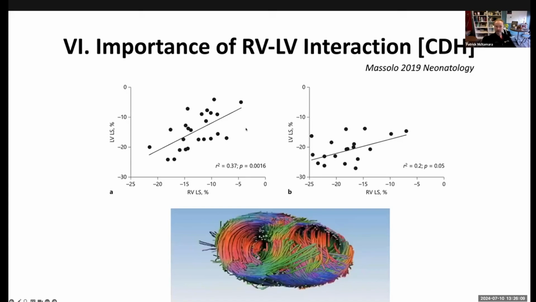RV-LV interaction is important. This is nicely demonstrated by Anna Masolo's study here, showing that the RV and the LV are completely interrelated, that if you have compromise to one ventricle, it may have a secondary effect on the other ventricle. So again, an important consideration.